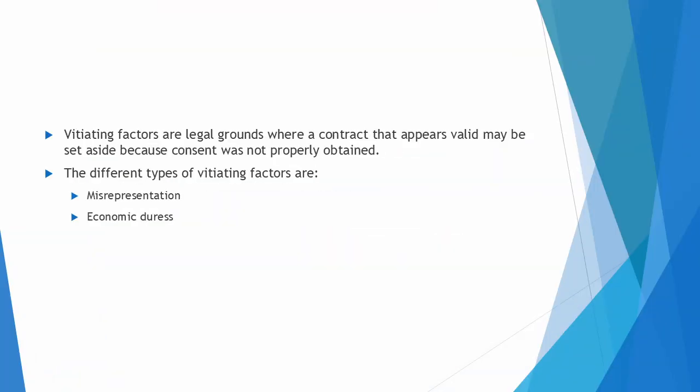Vitiating factors. Vitiating factors are legal grounds where a contract that appears valid may be set aside because consent was not properly obtained. The different types of vitiating factors are misrepresentation and economic duress.